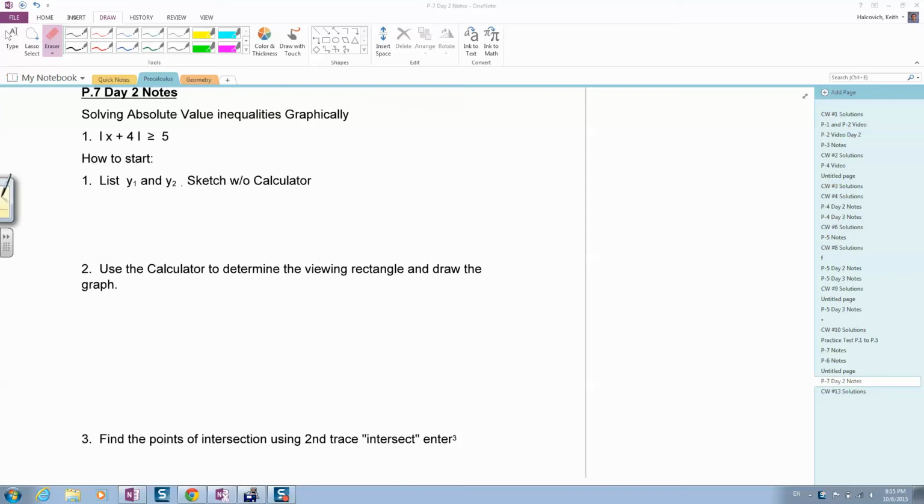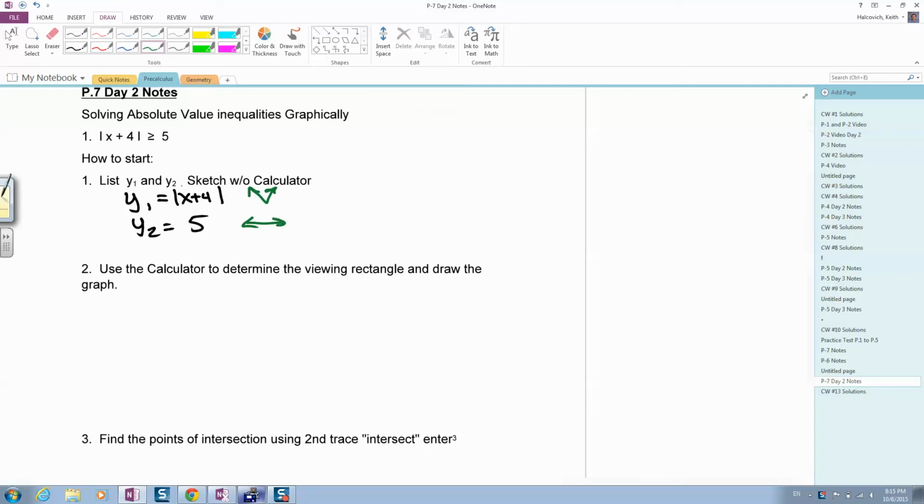First step is going to be to list the y sub 1, which is the left-hand side, the absolute value of x plus 4, and the y sub 2, which is the right-hand side of 5. Then remember that you should sketch to know that that's going to be a V and this is going to be a line.